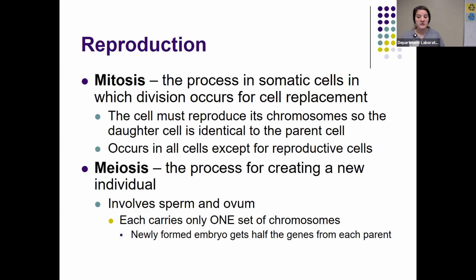And meiosis is the process for creating a new individual. So you're creating a gamete. It involves your sperm and your ovum, and each carries only one set of chromosomes. So you're inheriting one from each parent.